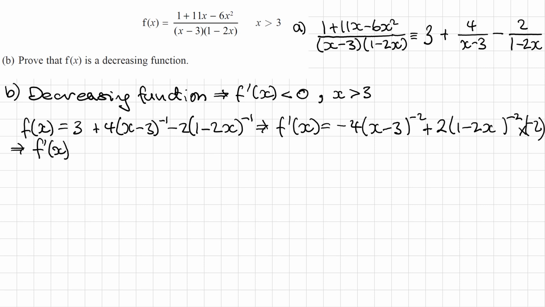So f'(x) is going to equal, now I'm going to write this as fractions now. So negative 4 over (x - 3) squared. And actually what I'll do is I'm going to put a negative at the front. So minus 4 over (x - 3) squared. That's going to be this term here. This one now, I'll also get negative 4 once I've multiplied it by a negative 2, so minus 4 over (1 - 2x) all squared. And I want to show that this is always going to be less than 0.